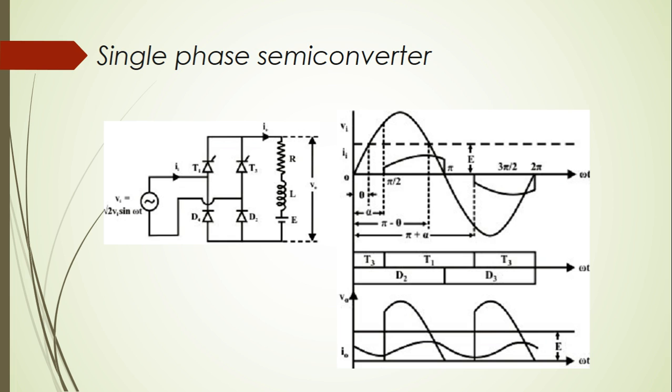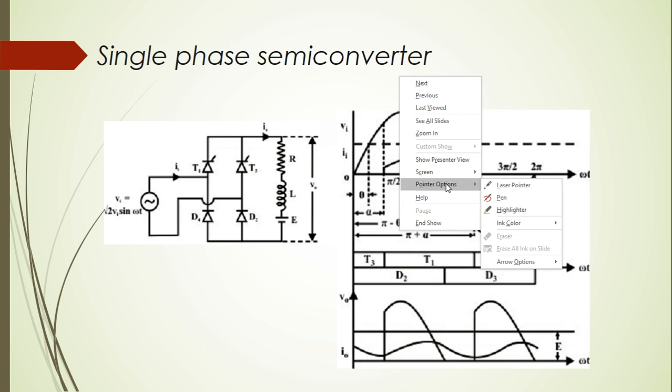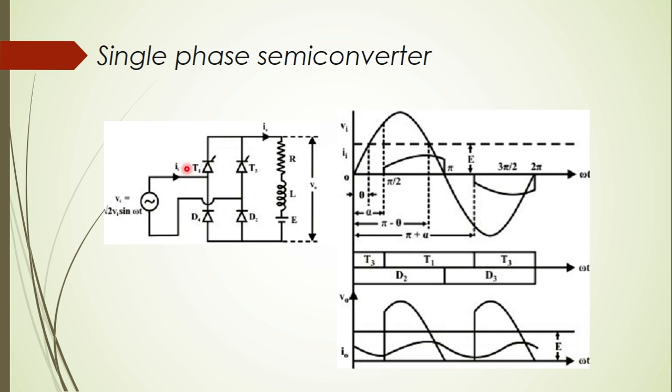As you can see in this diagram, there are two thyristors T1, T3, and the downward two thyristors are replaced by diodes D2 and D4. So, how does this circuit operate? Here an RLE load is connected. So now let us focus on its performance and the waveforms.